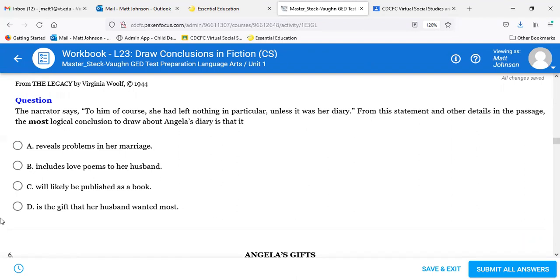The narrator says, to him, of course, she had left nothing in particular, unless it was her diary. From this statement and other details in the passage, the most logical conclusion to draw about Angela's diary is that it A, reveals problems in her marriage, B, includes love poems to her husband, C, will likely be published as a book, and D, is the gift that her husband wanted most.